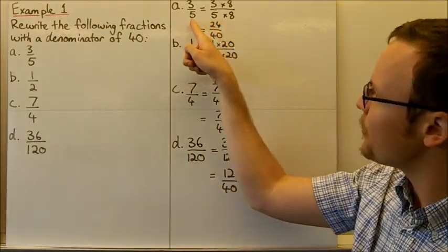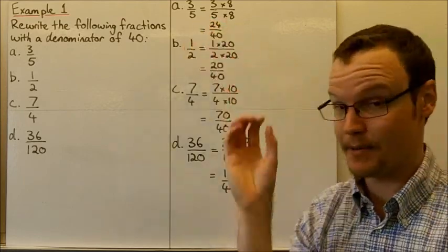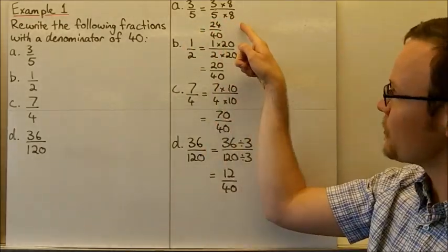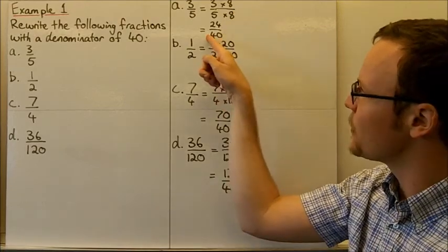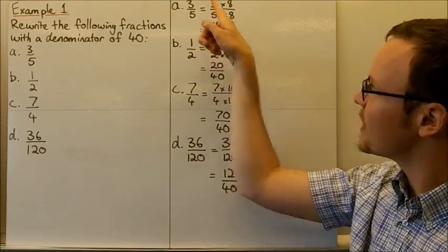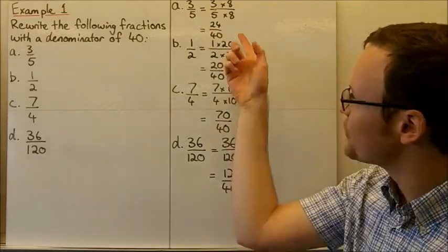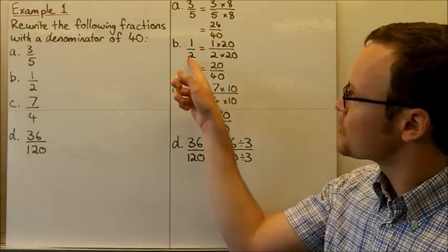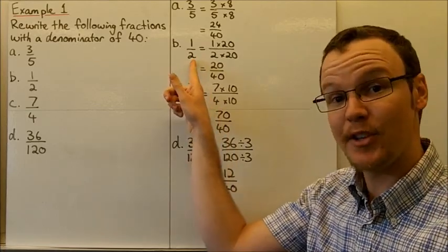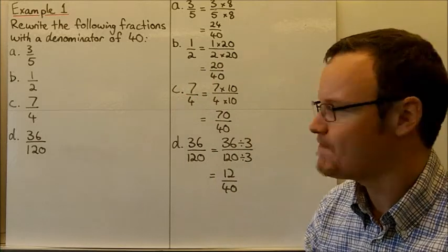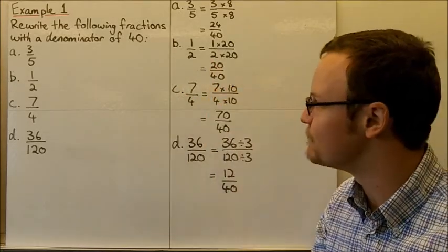So for 5 on the bottom, we need to multiply it by 8. We need to do the same thing on the top and the bottom to make an equivalent fraction. So we multiply the bottom by 8 and the top by 8. Multiplying the bottom, 5 times 8 is 40, and the top, 3 times 8 is 24. So 24/40ths there. For this one, for 2, we need to multiply it by 20 to get 40. So multiply both the top and the bottom by 20 and we get 20 over 40.